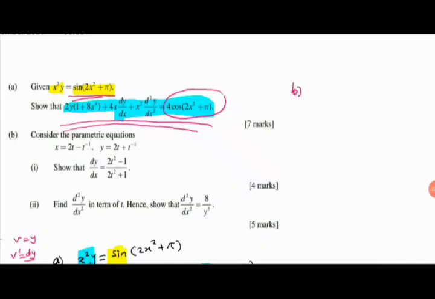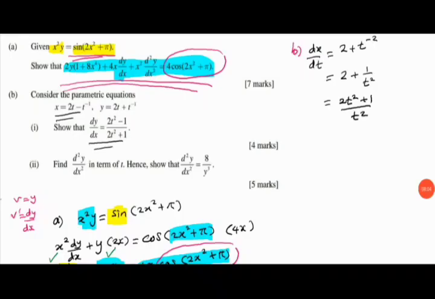So now let's do question B. We want to show that our dy dx is equal to this. So first we have to find dx dt. Okay, this is our x, so differentiate. We are going to get 2 plus t to the power of negative 2. Okay, so let's equalize the denominator. So we have 2 plus 1 over t square. So when we equalize the denominator, we get 2t square plus 1 over t square.